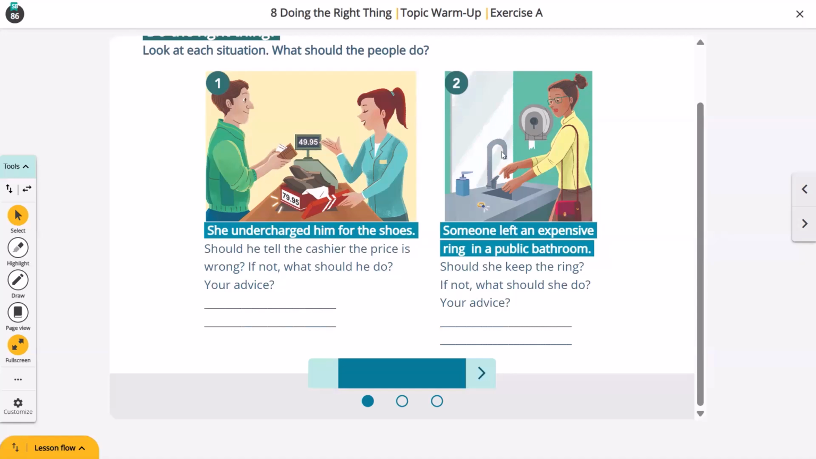So is there any volunteer who would like to tell me, in this case, she undercharged him for the shoes? Should he tell the cashier the price is wrong? Or if not, what should he do? What is your advice in this case? Any volunteer? And then I will choose my victims. Angeles, please tell me. I think he should receive less money because she can have problems for this.